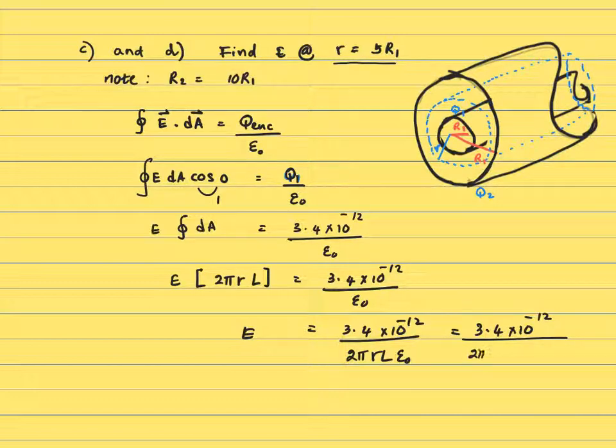And let me substitute for R. R is 5 times R1, and then L and epsilon naught. You know the values of all those things, so I'm not going to waste too much time here substituting for those values, and I'm going to let you finish the problem. And here you have a positive sign, and that tells us the electric field is pointed outward.